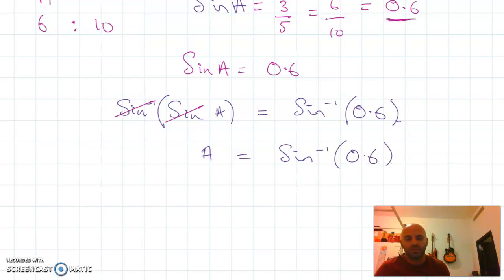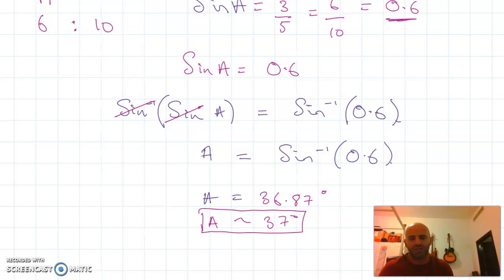and that leaves me with the angle A equal to the sine inverse of 0.6. Now if you plug that into your calculator, you'll get a number like 36.887, we'll say, degrees, or approximately 37 degrees. Okay, so that means the angle A is around 37 degrees.